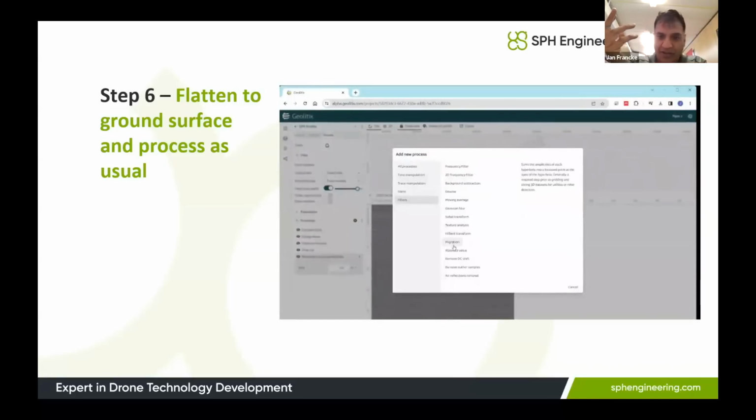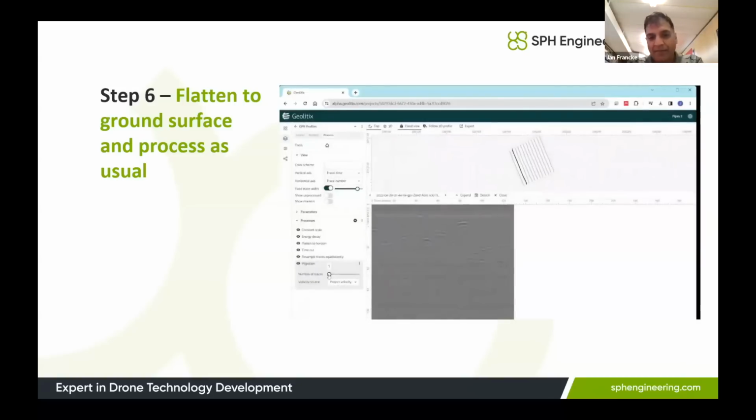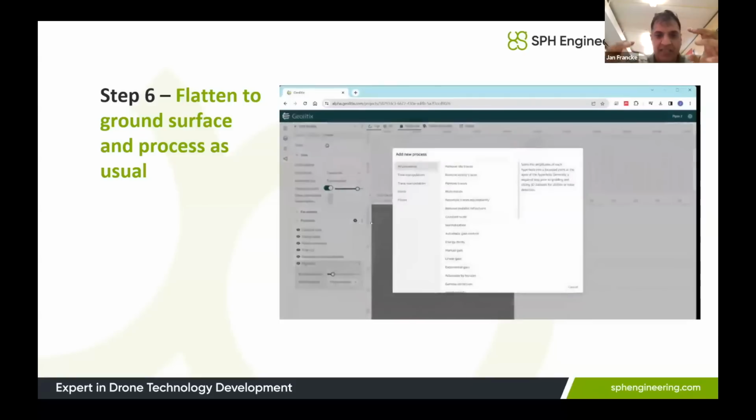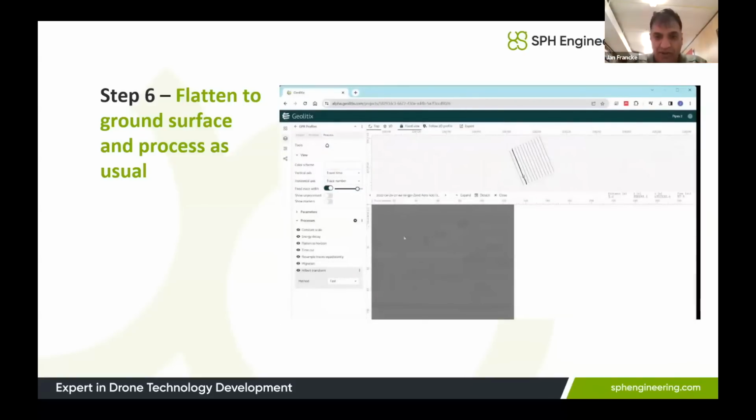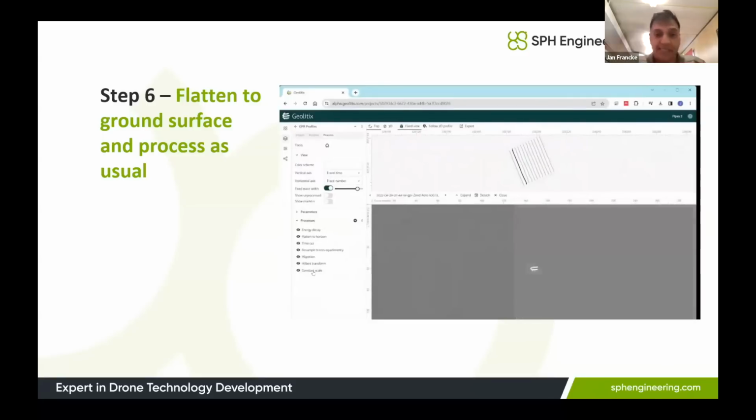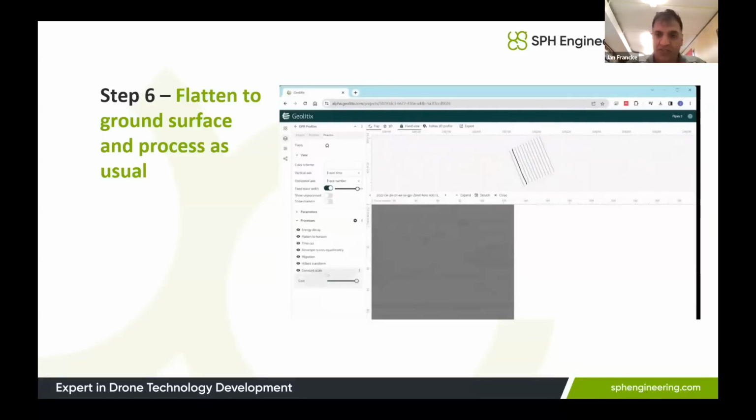We're going to do the migration routine. That'll collapse that hyperbola into a single point, so we have a nice tight target. And then we'll add our Hilbert transform. Now, if this is all confusing, don't worry about it. Geolytics is about to release in the next week or two a completely automated process where it knows it's drone GPR. It essentially does everything for you, right?